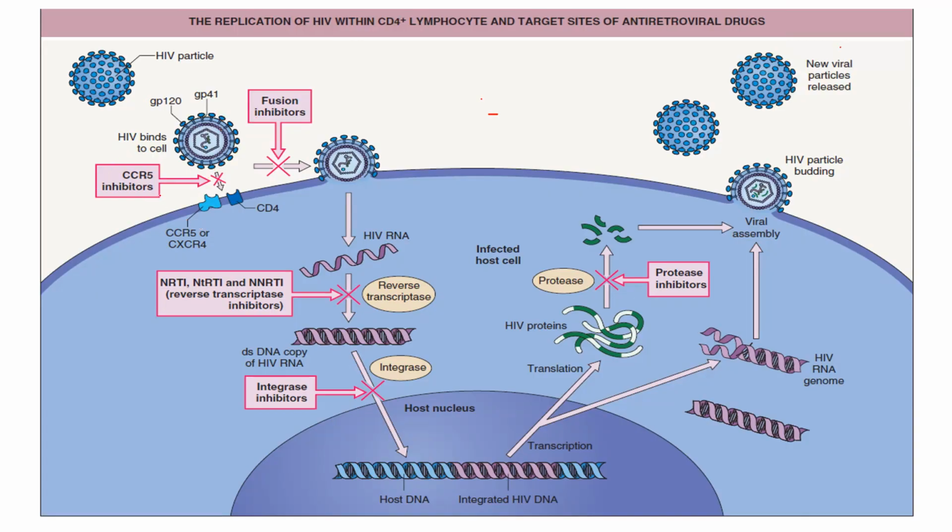We can have drugs that prevent the virus from attaching to the cells. Those are called fusion inhibitors. We can also have drugs that block the co-receptors, the CCR5 inhibitors, so that the virus cannot bind those receptors. Then we can have drugs that target the reverse transcriptase enzyme. Those are the nucleotide and nucleoside reverse transcriptase inhibitors.